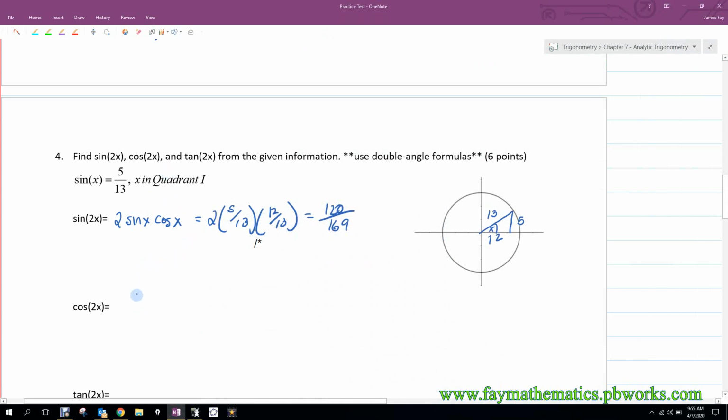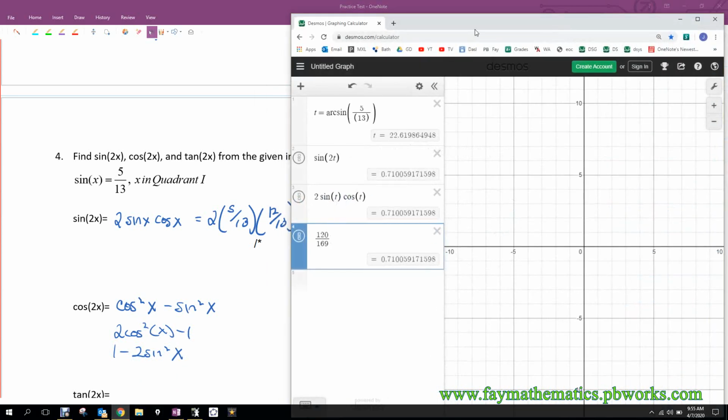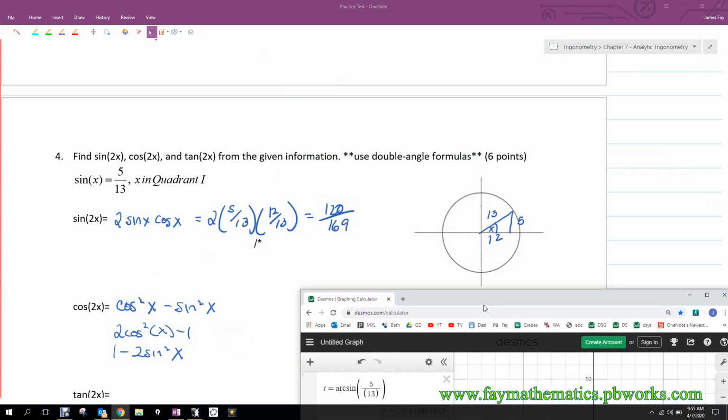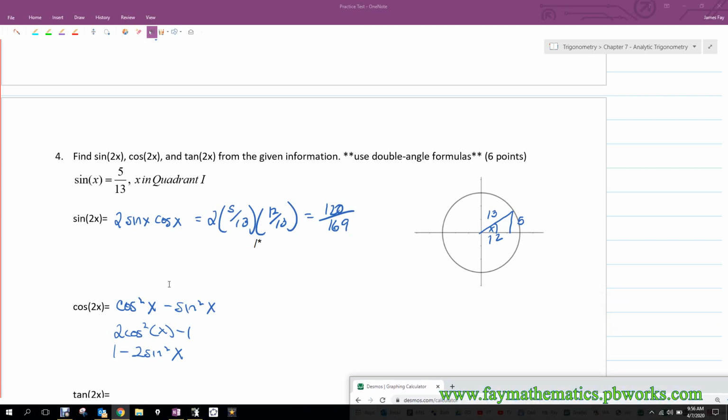If you remember, what is it? Cosine squared x minus sine squared x is 1. I think 2 cosine squared x minus 1, and 1 minus 2 sine squared x is another one. But since you've already done the work, you've got all this in your picture, so it doesn't matter which one you choose. If you want to use, let's say we want to use this one here.